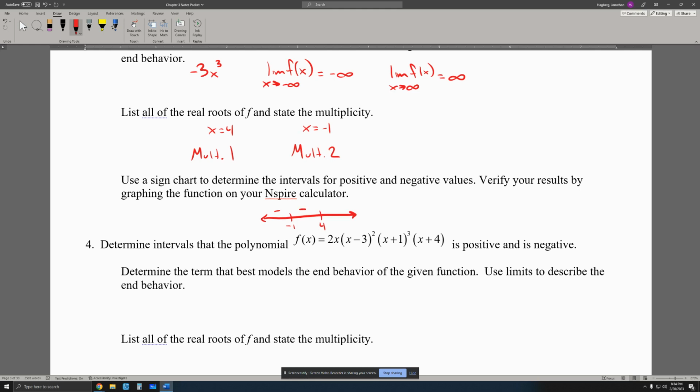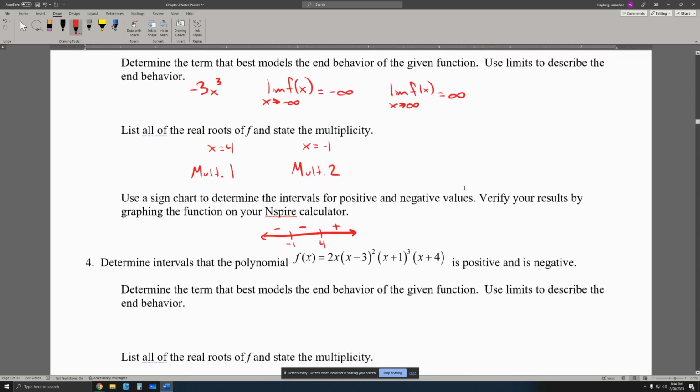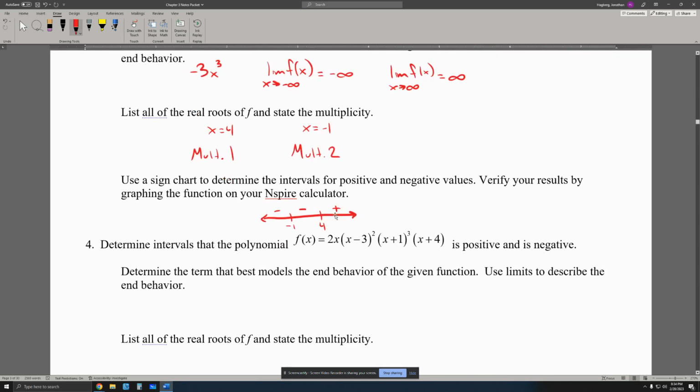So it's going to be negative between -1 and 4. And then at 4, the multiplicity is odd, so it's going to pass through. So then the sign is going to change. And I just want to double check that everything greater than 4 should be approaching positive infinity, and it is. Okay, so that's a good check to see that we've done our sign chart correctly.